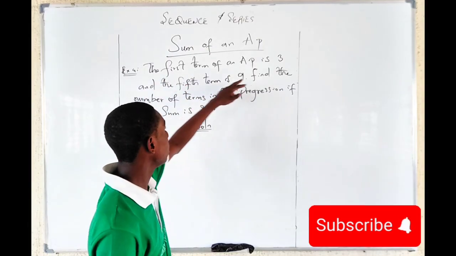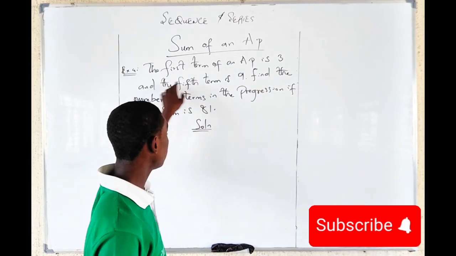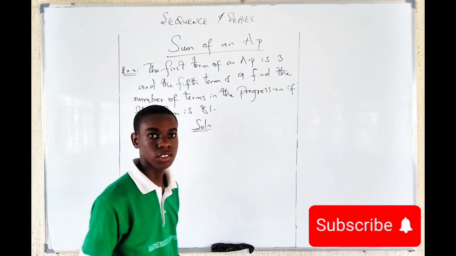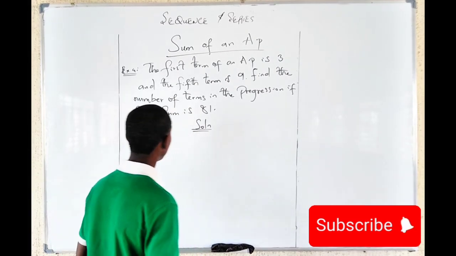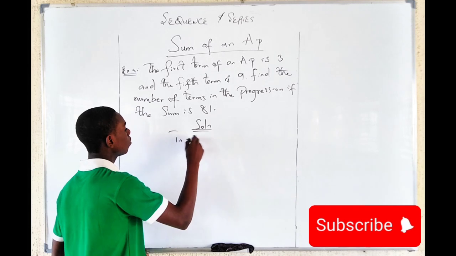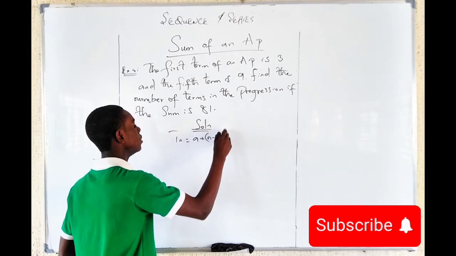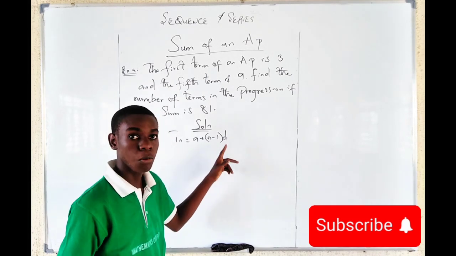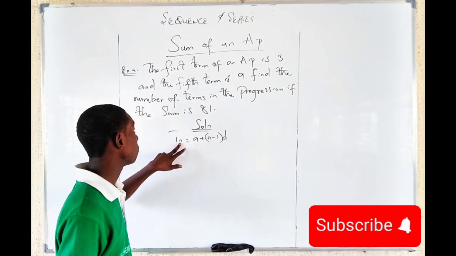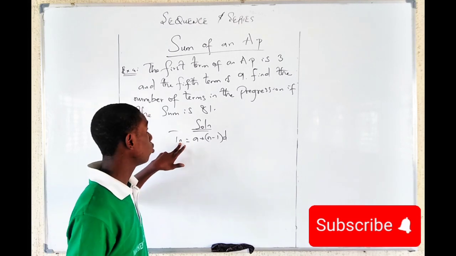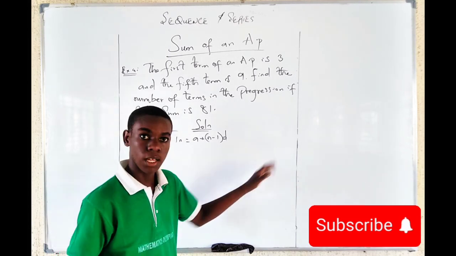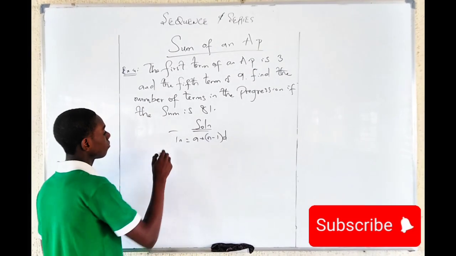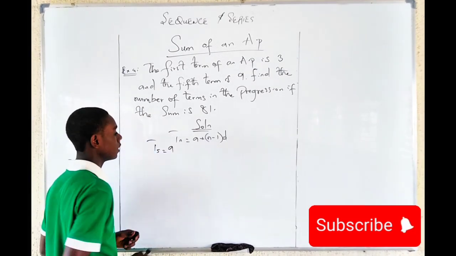The first term of an AP is 3 and the fifth term is 9. Find the number of terms in the progression if the sum is 81. So I'm going to use the formula T of n equals a plus n minus 1 d. I'm using this formula to find the value of d, the common difference, because they are giving us the fifth term, T of 5, to be 9. So I can't use the sum of terms formula straight.